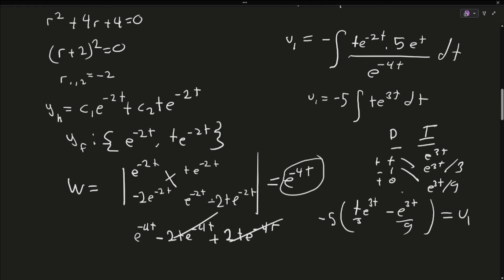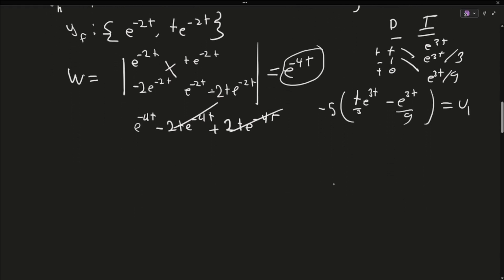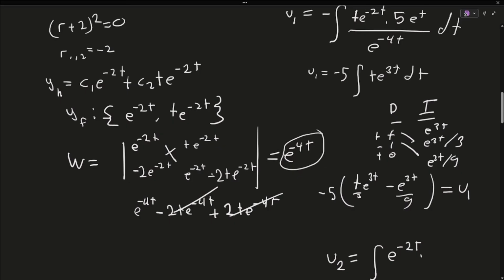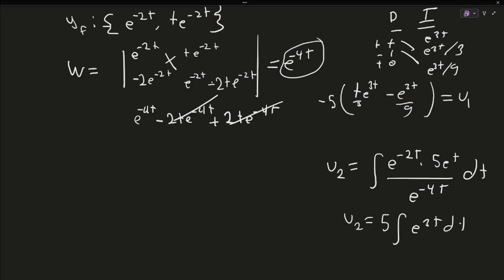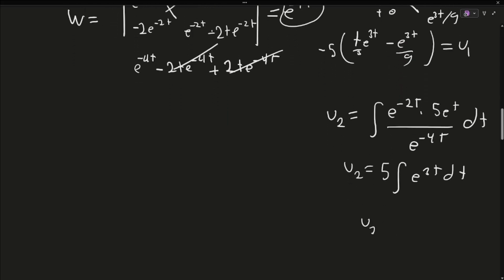Okay, now that I have my u1, I can go ahead and solve u2. u2 will be the integral of y1, e to the minus 2t, multiplied with the non-homogeneous part 5e to the t, divided by the Wronskian e to the minus 4t, dt. And this will mean u2 equals 5 integral of e to the 3t dt. And basically u2 will be 5 over 3 e to the 3t, and that's it.